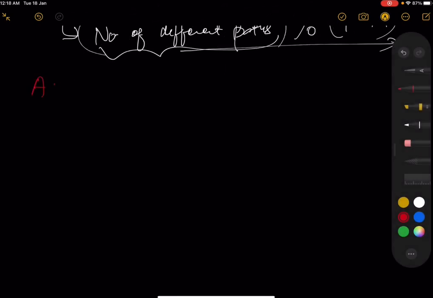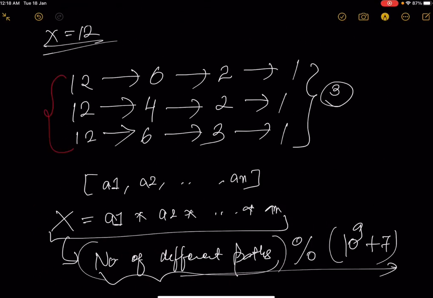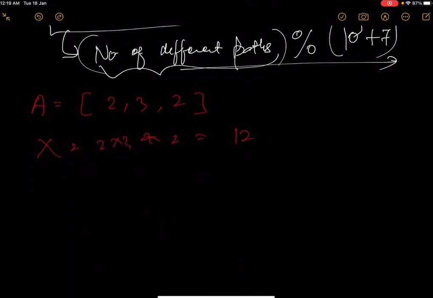So for example, if the array looks like 2 3 2, then our x will be equal to 2 into 3 into 2, which will be equal to 12. And as we found earlier also, for x equal to 12, we had 3 paths. So our answer in that case will be equal to 3. Okay, so we will return the answer to be equal to 3.